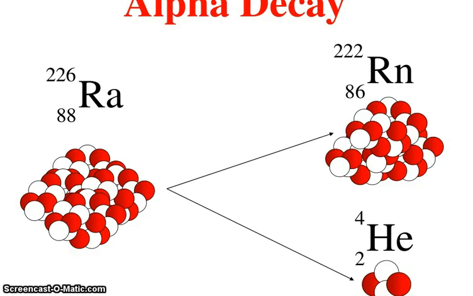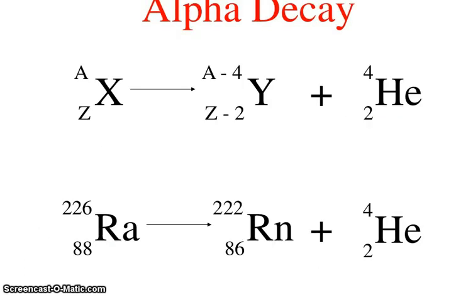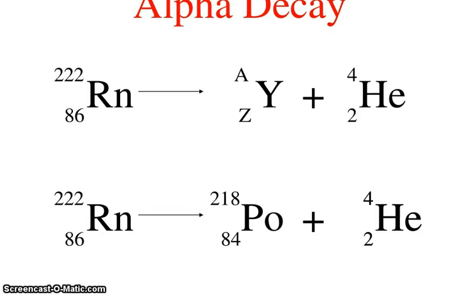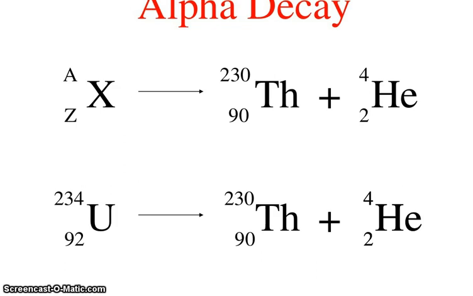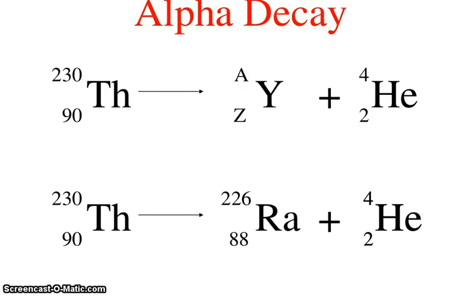So radium transforms by removing an alpha particle. In alpha decay you can see radium reducing. You can see here.